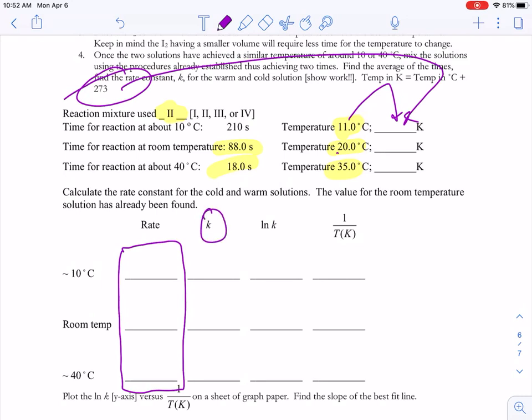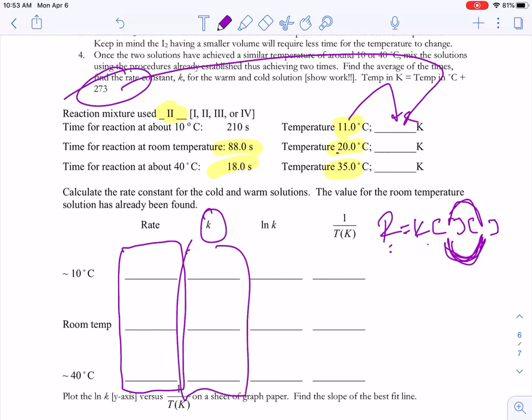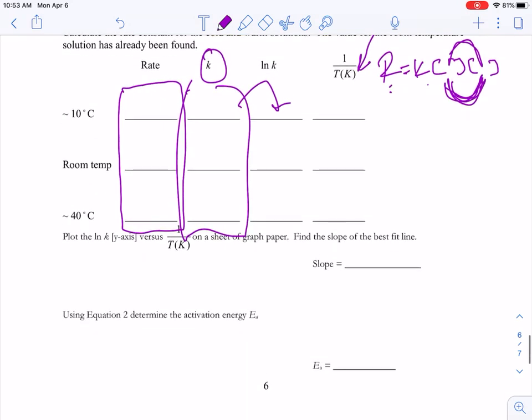Then you're going to solve for K. So K is going to be changing here. If you look at this in terms of R equals K times the concentration times the concentration, the concentrations on all three of these temperatures were the same. So the only way that you can have a faster rate is if you have a bigger value for K. If you have a smaller rate, you have a smaller value of K. So you're going to go through and calculate these values of K, then you're going to take the natural log of K, and then you're going to take 1 over the temperature in Kelvin.